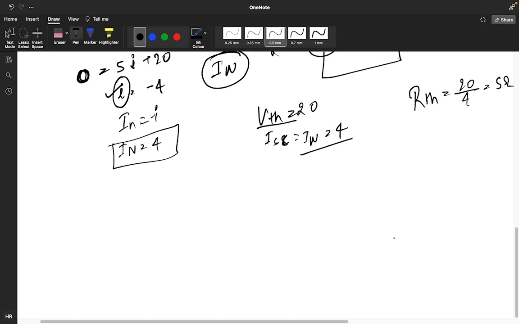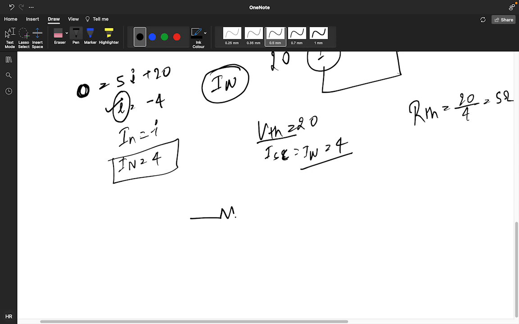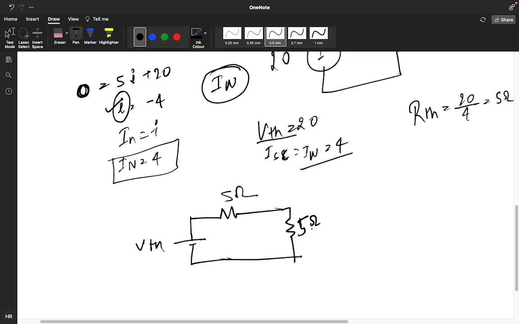So your equivalent circuit will be, this is your 5 ohm, and this particular is my Thevenin voltage, VTH. Now they asked what will be the current flowing through the 5 ohm resistor. So a 5 ohm resistor means you are connecting 5 ohm to the terminal. This was my terminal, so I am connecting this as a 5 ohm. And you have a VTH value that is 20. So you are getting current I as 20 divided by 10. It is 2 ampere.